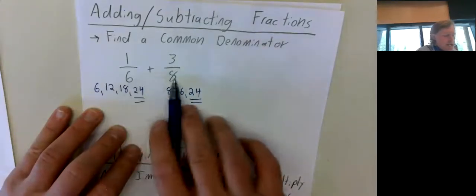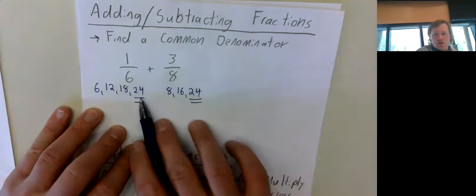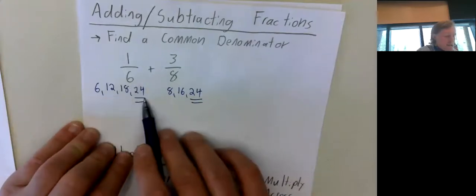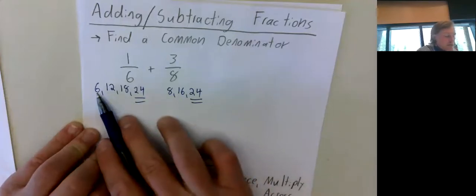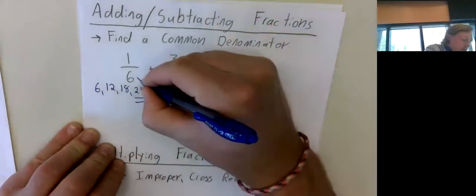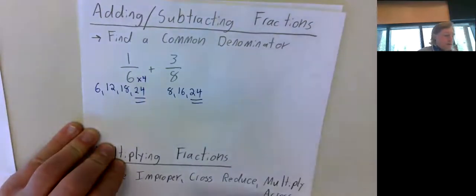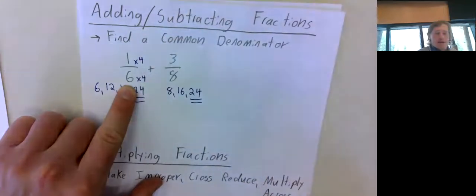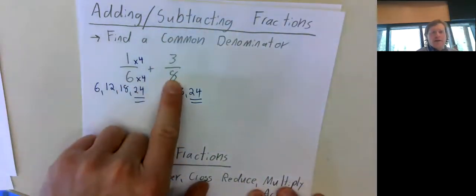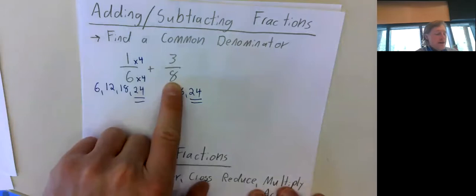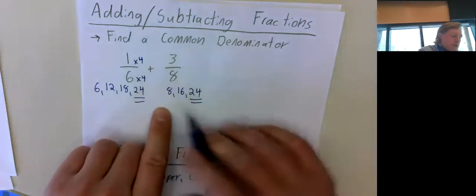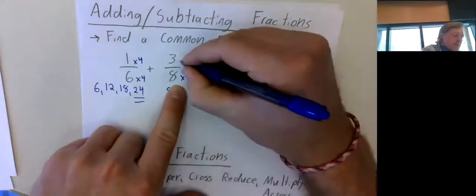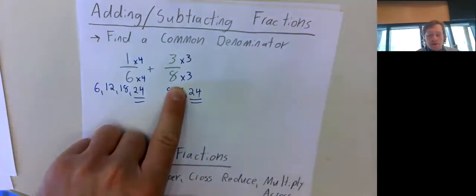But I need to change these denominators so that they match the 24. What do I need to multiply the 6 by to get to 24? Well, I just count. If I laid it out nicely like this: 1, 2, 3, 4. I'm multiplying the 6 by 4 to get to 24. If I multiply the denominator by 4, I need to do that to the numerator. Over here, now I need to convert the 8ths into 24ths. So I need to multiply by 3, 1, 2, 3. If I do that to the denominator, I have to do that to the numerator to keep it all consistent.